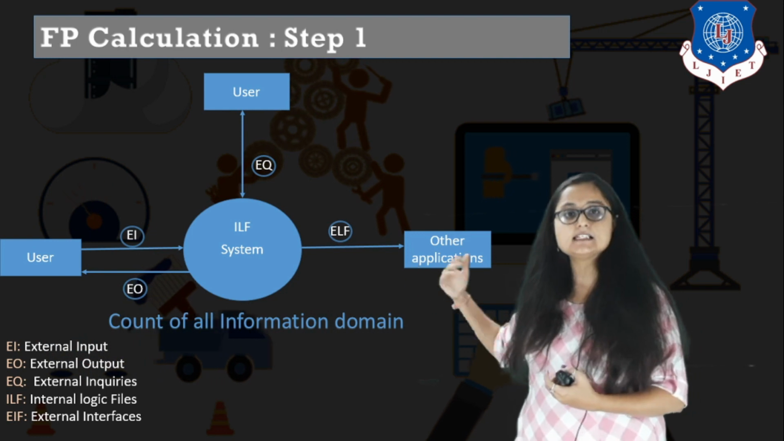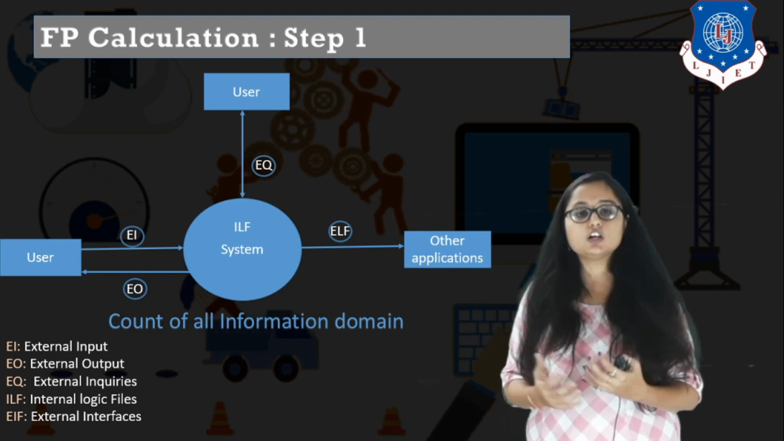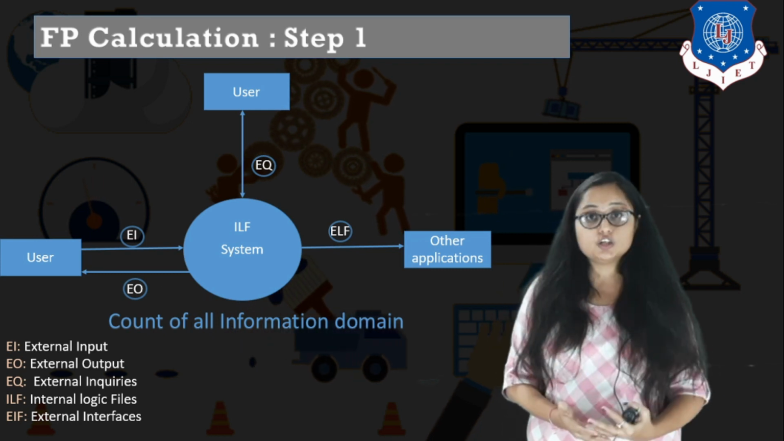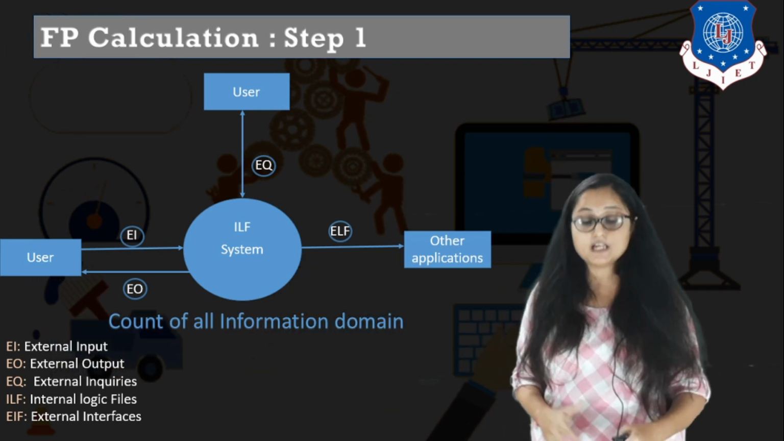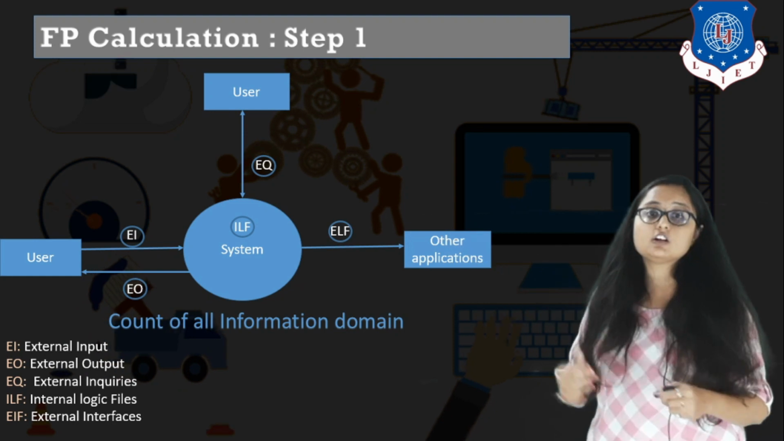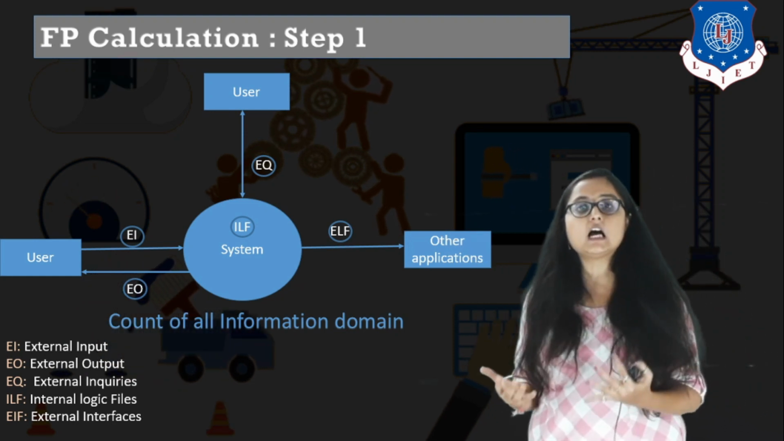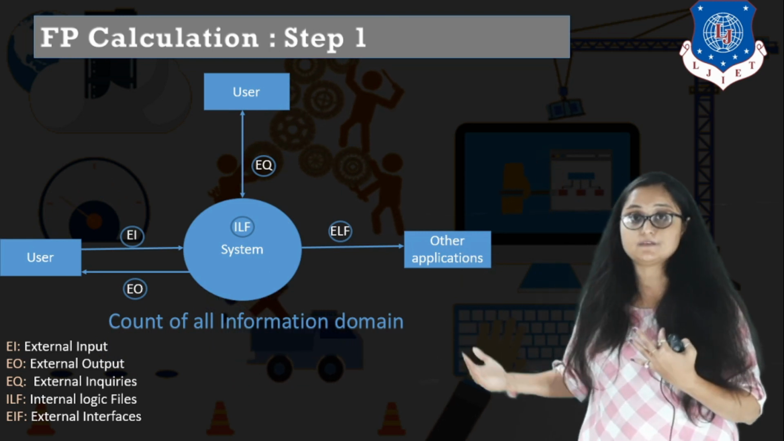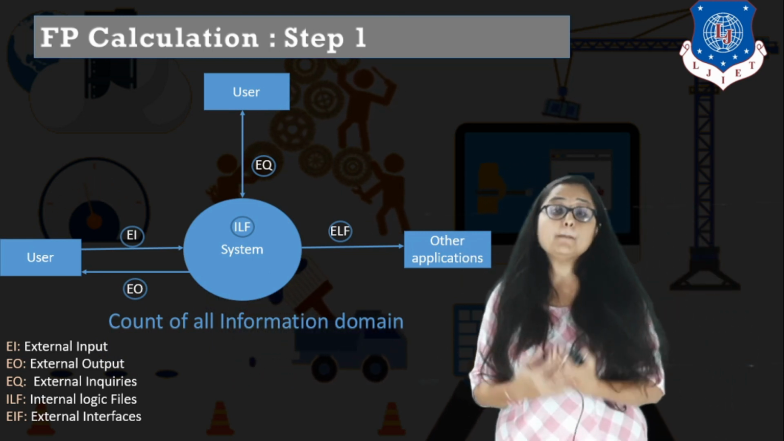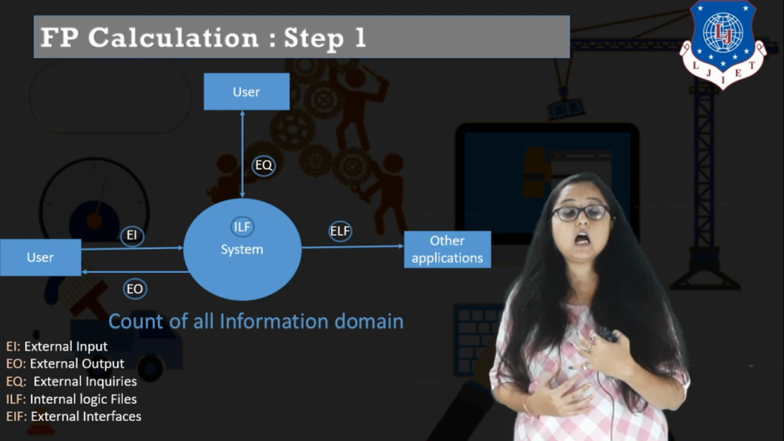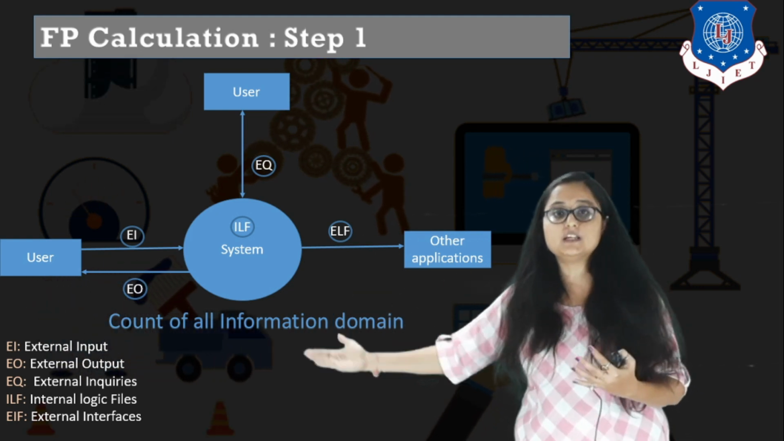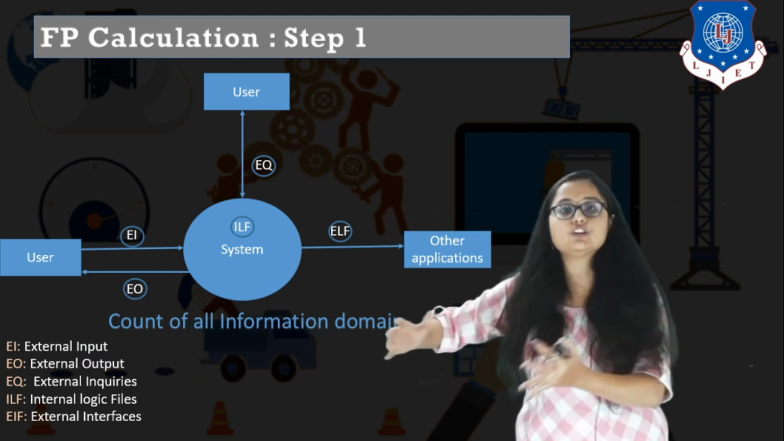The next is internal logic files. Internal logic files are all the databases which are internal to your system which you are using, right? And the last is external logic file. External logic files are the data which you are using from another application. For example, many times you are asked, do you want to log in with Facebook, do you want to log in with Gmail, right? Or you want to create your own account.